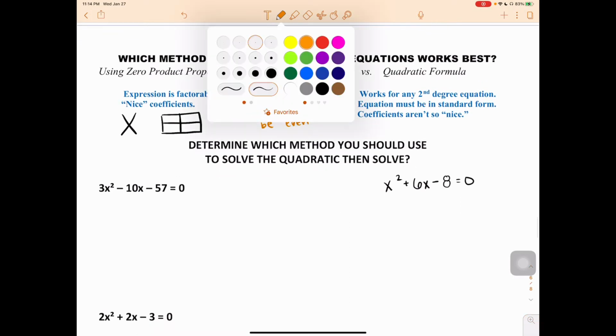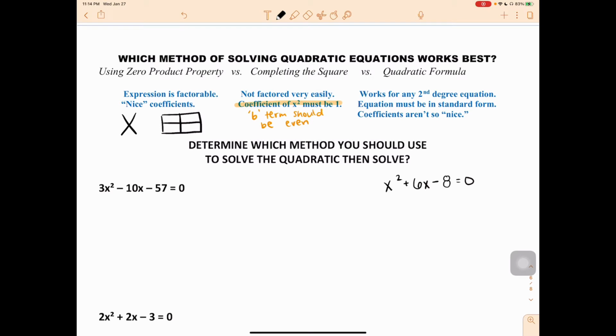So what I mean by the b term, just to remind you, is we have a standard form of a quadratic is ax squared plus bx plus c equals 0. And it's equal to 0 because right now we're talking about solving quadratics. Whenever the y value is 0, that means we're solving for the x-intercepts. That's the whole point of this, is to find the x-intercepts.